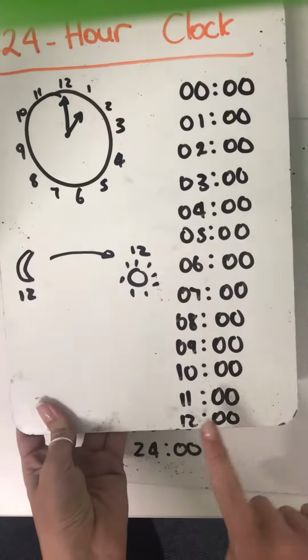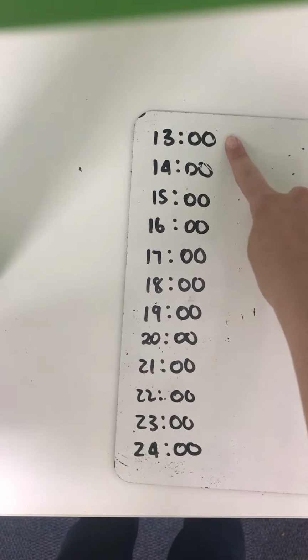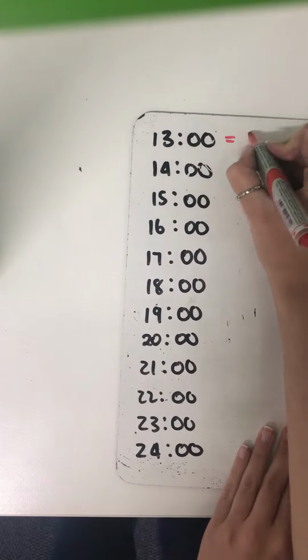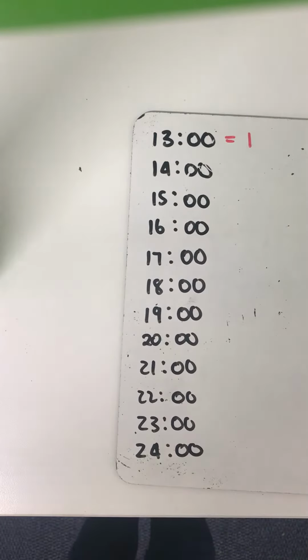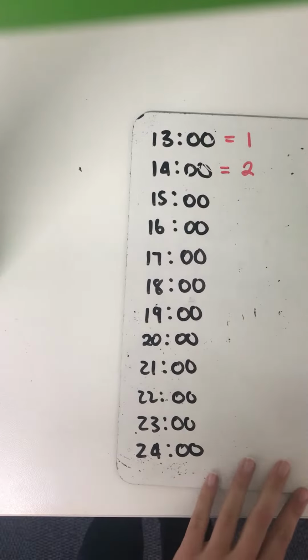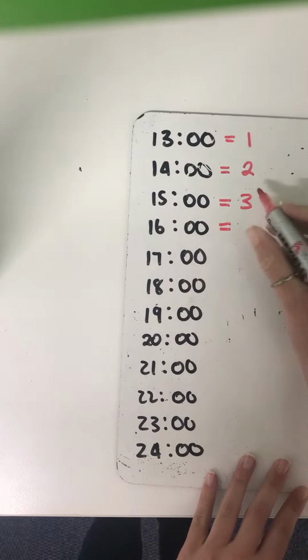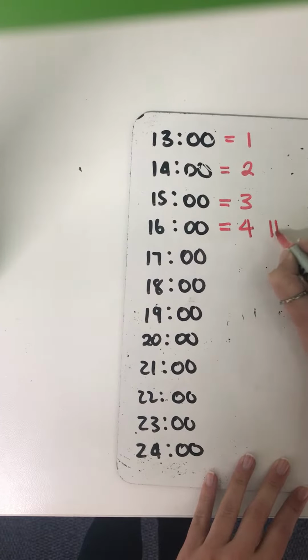From 12 o'clock, we then go to 1300 hours, which is the same as 1 o'clock in the afternoon. 14 is the same as 2 o'clock in the afternoon. 15 is 3 o'clock in the afternoon. 16, now this is 4 o'clock. This is when we go home. It's home time on a regular day.